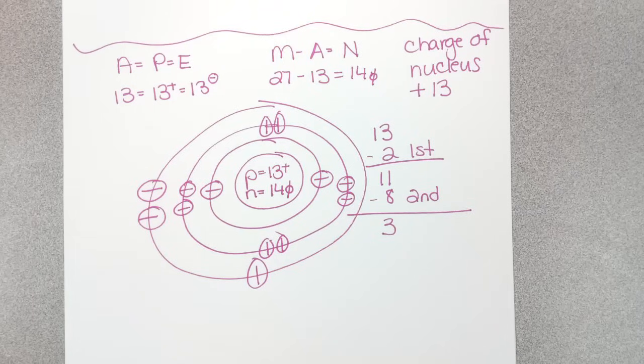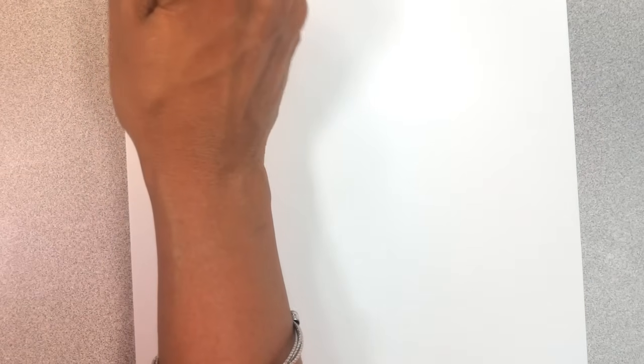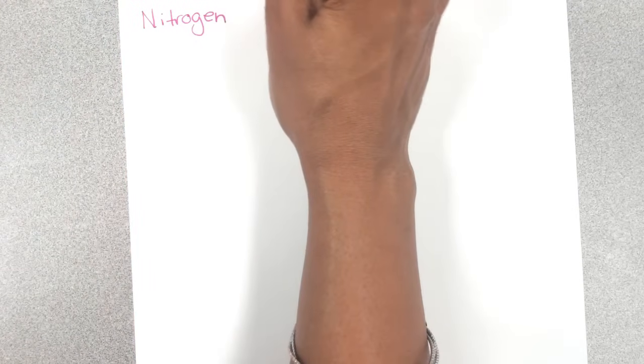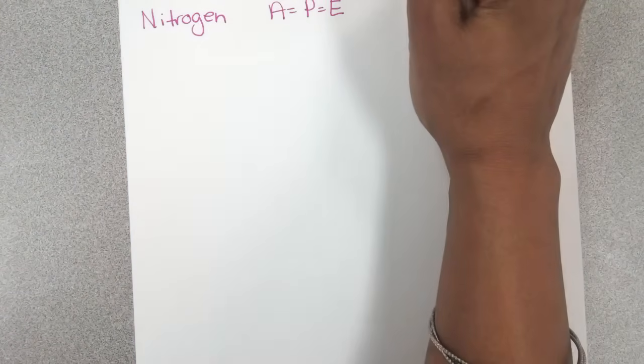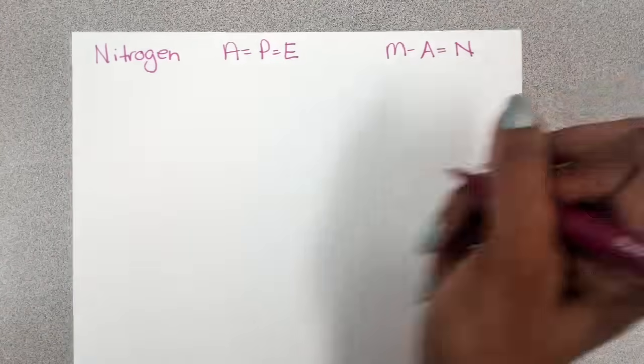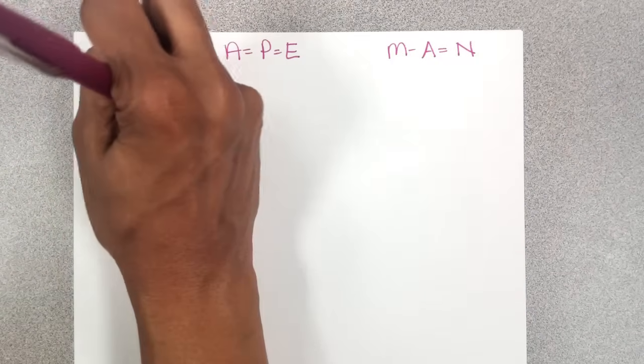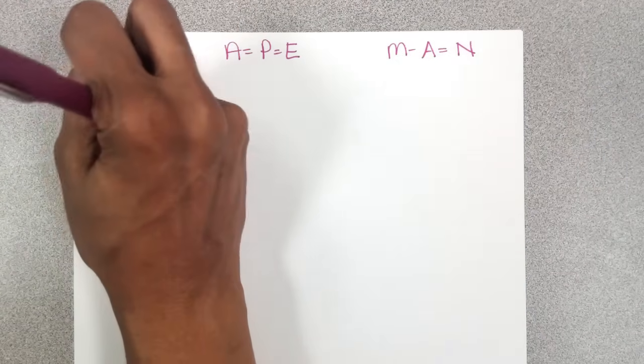All right, let's do another one. Let's do nitrogen. So I'm going to write out A equals P equals E. Mass minus atomic number gives me neutrons. And charge, excuse me, of the nucleus.